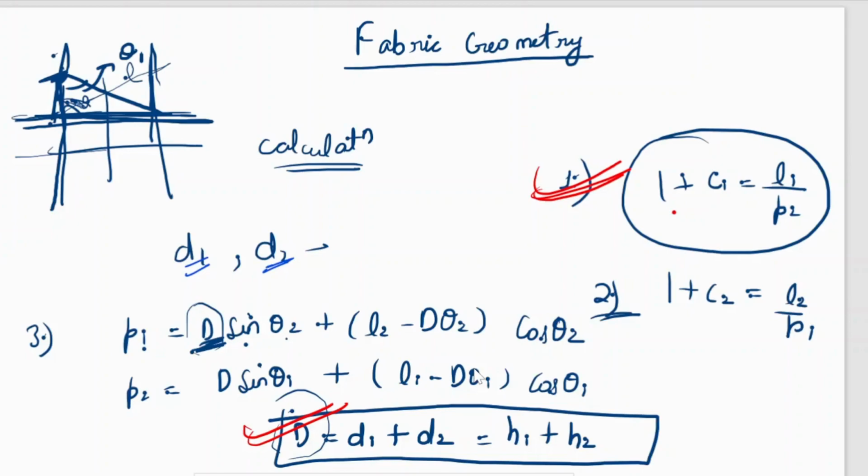Total diameter. Total diameter is the diameter of warp plus diameter of weft, and it is equal to h1 plus h2, the height of individual fibers. We calculate h1 plus h2. Capital D is equal to small d1 plus d2, which is equal to small h1 plus h2. This formula is very important: 1 plus c1 is equal to l1 upon p, where p is the yarn spacing, and 1 upon p is n. N is what? EPI, ends per inch. So 1 plus c1 is equal to l1 upon p2, and similarly c2.